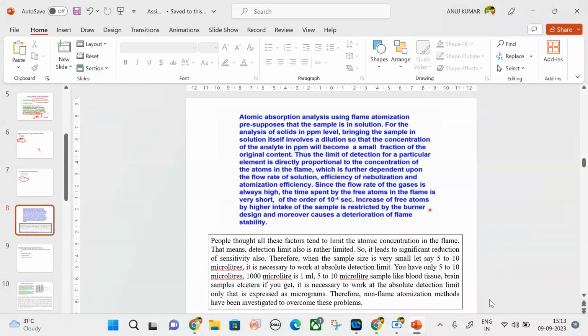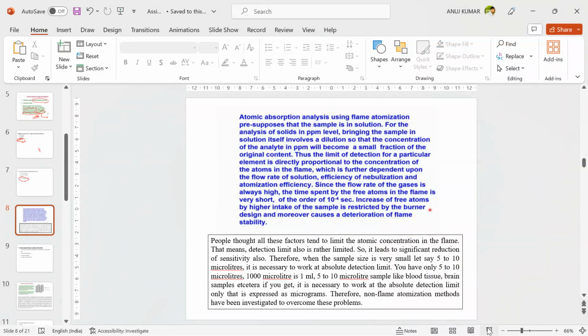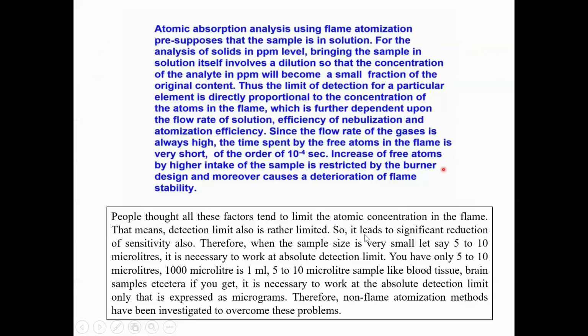So, atomic absorption analysis using flame atomization presupposes that the sample is in solution. For the analysis of solids at the ppm level, bringing the sample into solution itself involves dilution, right? If you are dissolving any solid into a liquid, it is basically a dilution of the solid sample, so that the concentration of the analyte in ppm will become a small fraction of the original content, right?